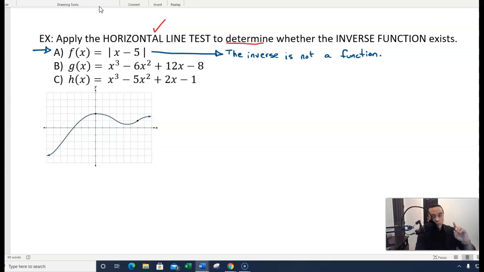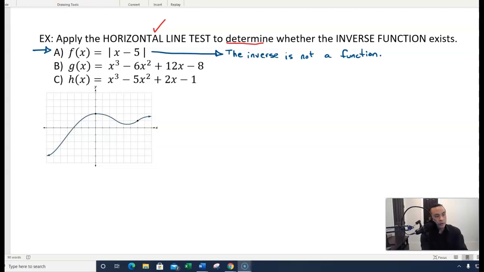And again, the way I knew it is I knew this was a V shape. So if a horizontal line touches more than 1 point, we're not saying that that's not a function. That's a function. But when you do the inverse, you're going to have a picture that looks like this, and the vertical line is going to touch more than 1 point. So that's why if the horizontal line touches more than 1 point on the original graph, then the vertical line is going to touch more than 1 point on the inverse. So the inverse will not be a function. All right, so let's go to the next one.